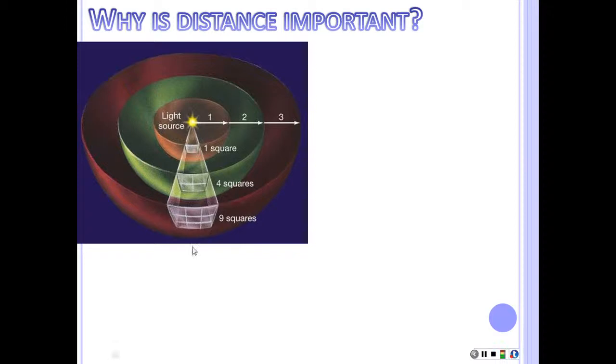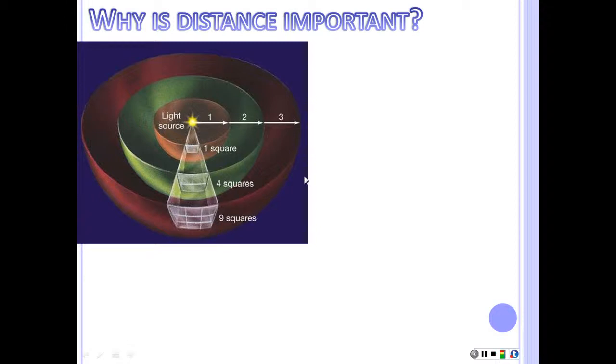Here you can see the idea that we have a light source, and if you are 1 radius away, then the amount of light coming from the star in this direction is going through this 1 square. But if you're 2 units away, then it's now spread out into 4 squares, and if you're 3 units away, it's spread out into 9 squares.